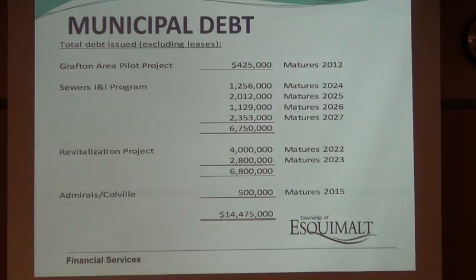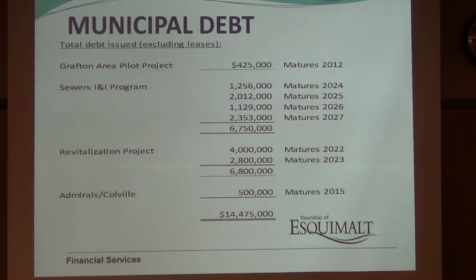Any questions on that before we go on? So the next slide shows when all of our debt matures. This one, different than the first one, which showed what we're making in payments, shows what we actually borrowed. So you can see the sewer infiltration program, $6.75 million.